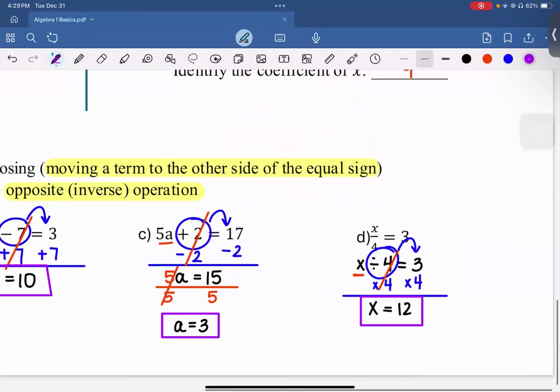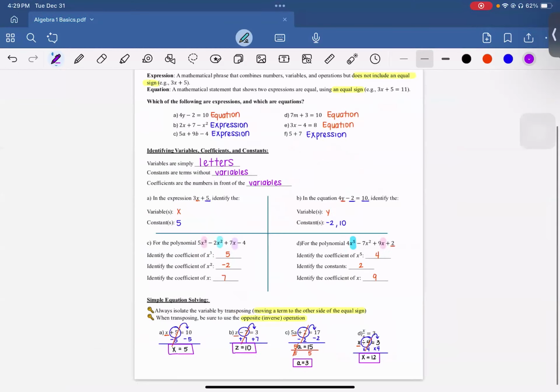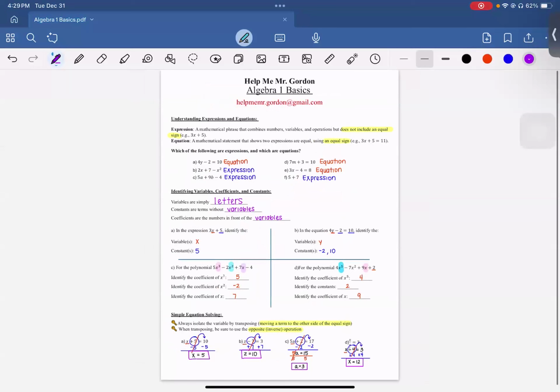So as long as you're using these two keys, transpose and always use the opposite inverse, you are set. And there we have it. These are the keys that you need to do well in Algebra 1. Algebra is all about solving problems like budgeting your allowance or calculating time for a road trip. Once you understand these basics, you'll have a solid foundation for everything else in Algebra 1.